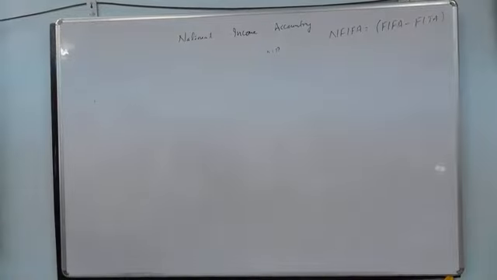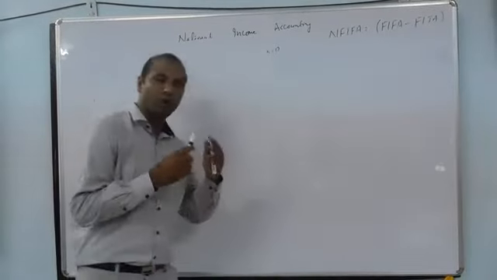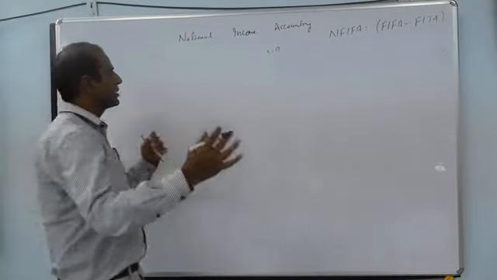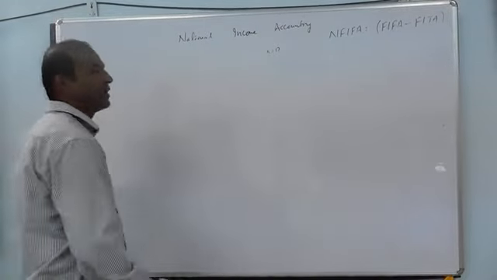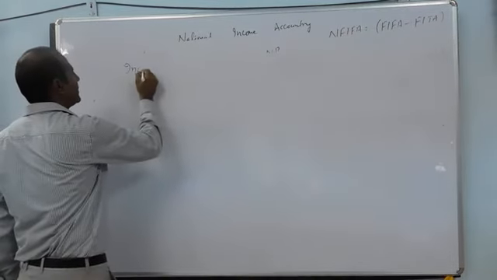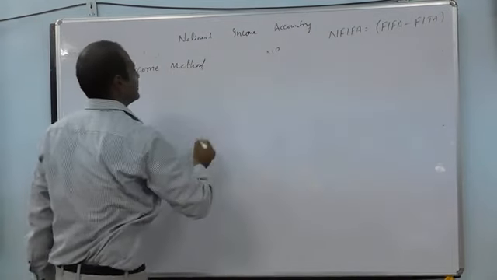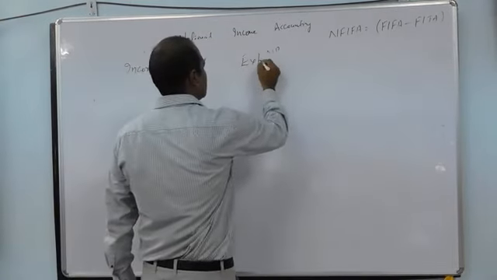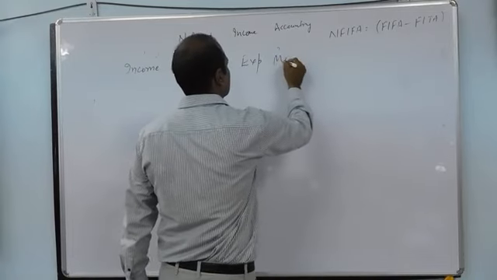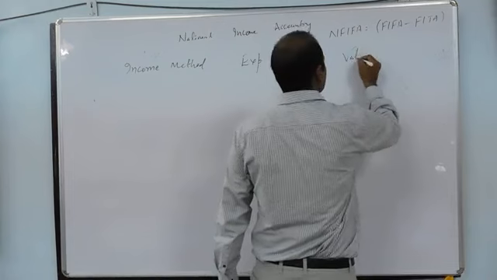Now look at the board. What you will find on the board? How many methods are there to determine national income? We are having three methods. One is income method. Second one is expenditure method, and the third one is value added method.